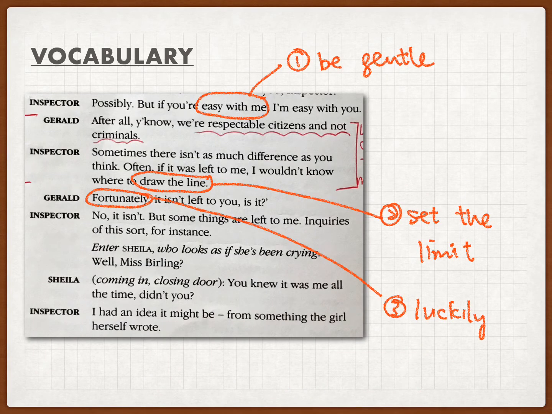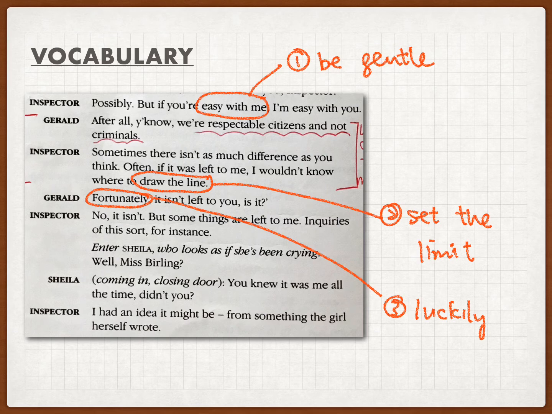And then take a look at these phrases. Easy with me. It means being gentle. So the inspector meant if everyone cooperated and answered his question honestly, being very gentle to him, then he would be gentle to everyone. So he wouldn't cause anyone trouble if everyone was cooperative.